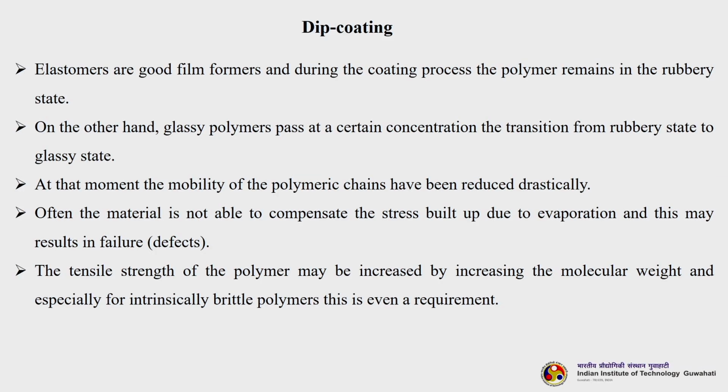Elastomers are good film formers, and during the coating process the polymer remains in the rubbery state. On the other hand, glassy polymers pass at a certain concentration the transition from rubbery state to glassy state. When that transition is happening, at a certain temperature we are applying, that may result in some crack formation. At that moment the mobility of the polymeric chains is reduced drastically, often the material is not able to compensate the stress built up due to evaporation, and this may result in failure. The tensile strength of the polymer may be increased by increasing the molecular weight, and especially for intrinsically brittle polymers this is even a requirement.